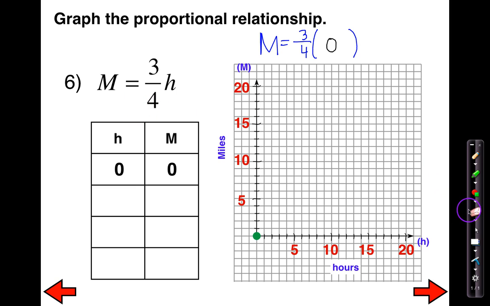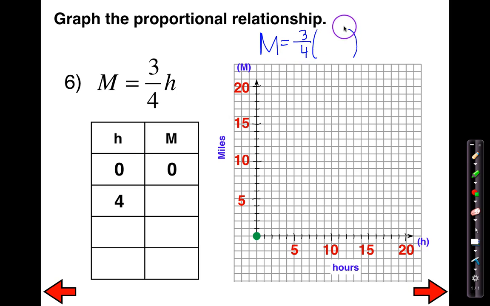Now, some of you might say, oh, let's try a 1 to plug in for H. If I use a 1 here, M would be 3/4 times 1, which is 3/4. Is this wrong? Absolutely not. This is going to work. I would have to go up 1 and then plot 3/4. Now, is that preferred? For me, no. I would think there's a better number that I can plug in so that I can avoid these fractions. I think 4 might be a better choice, so let me try that.